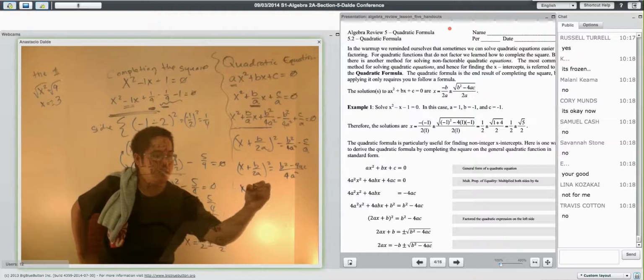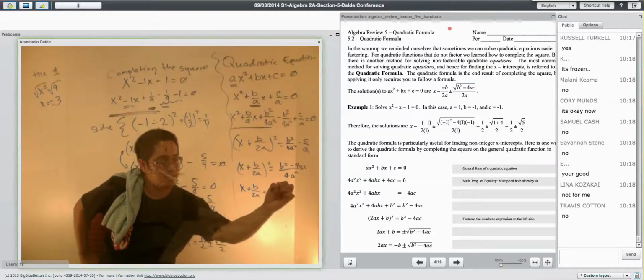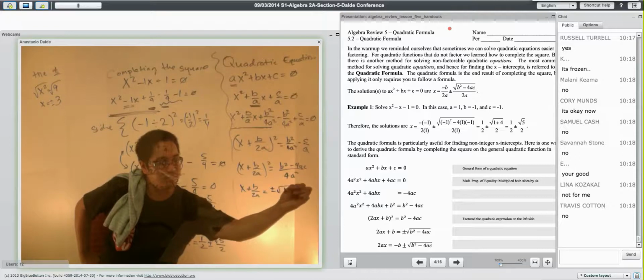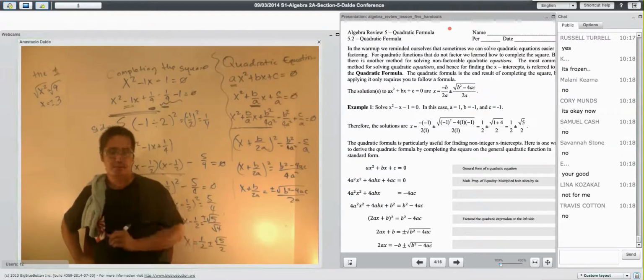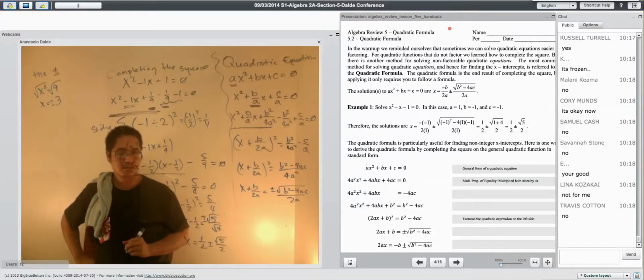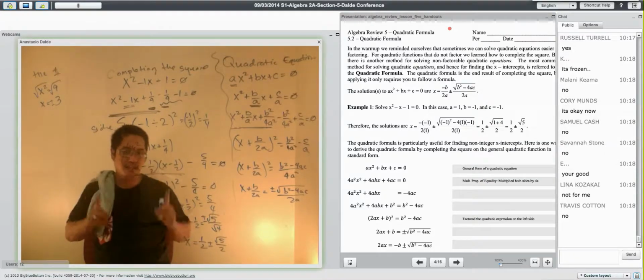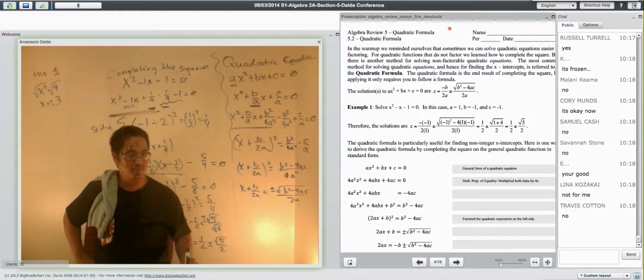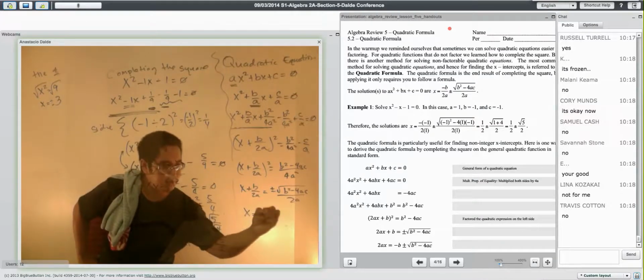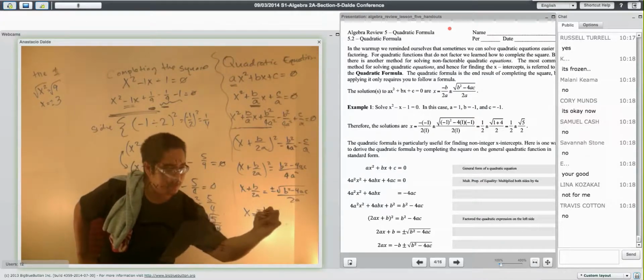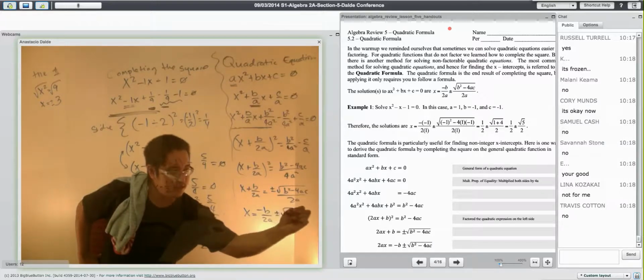Now what I'm going to do is I'm going to take the square root of both sides. X plus b over 2a equals plus or minus the square root of b squared minus 4ac all over 2a. And then the last thing I'm going to do is take that b over 2a and put it on the right side. So I have x equals negative b over 2a plus or minus the square root of b squared minus 4ac all over 2a.